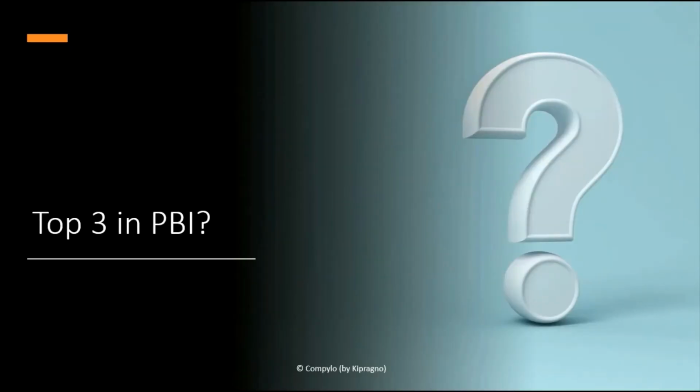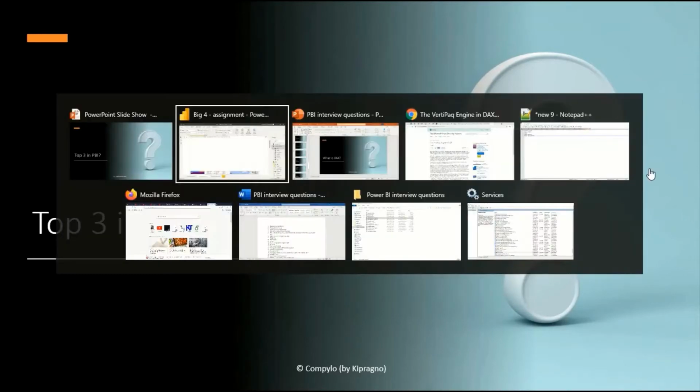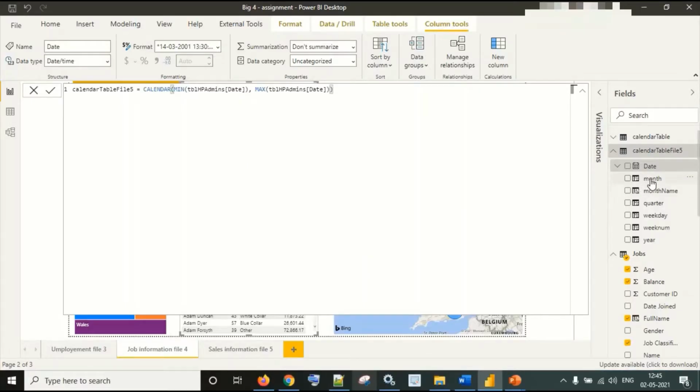Okay, next is how to get the top three in Power BI. Top 3, top 5, top 10 are the values which are required when the business wants to understand who the top performers are from one specific area. To make you understand it, let's move to our Power BI Desktop. Let me select it.